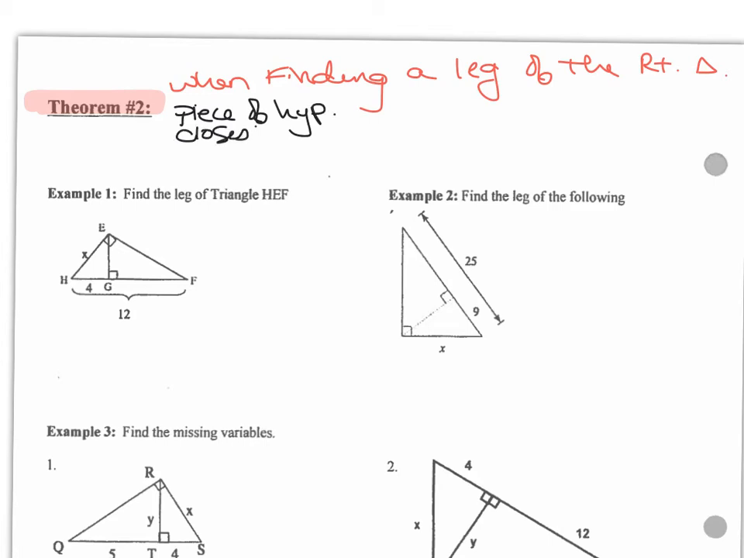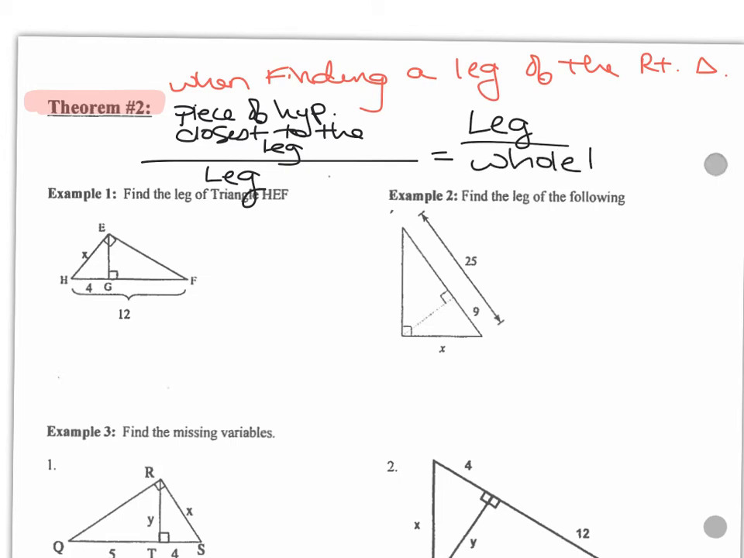So how I find this is its piece of the hypotenuse closest to the leg over the leg equals the leg over the whole hypotenuse. Piece of the hypotenuse that's closest to the leg over the leg equals the leg over the whole hypotenuse. There's no real nice way to tell you other than you're going to have to memorize these theorems. I can't tell you any other fun, cutesy way to do it. Sorry.